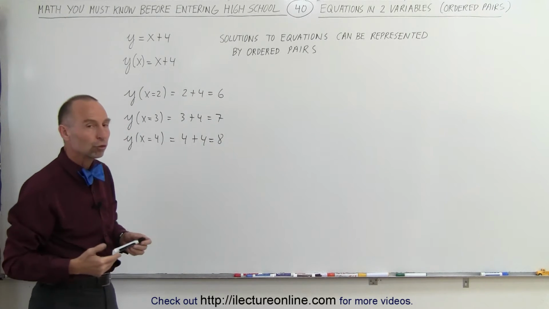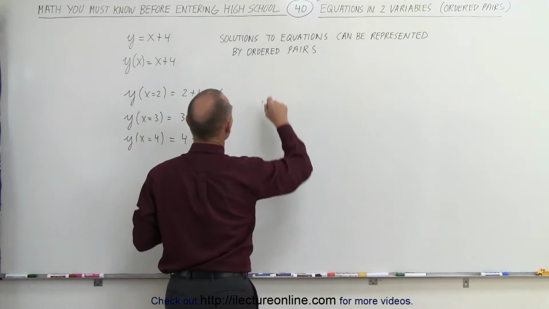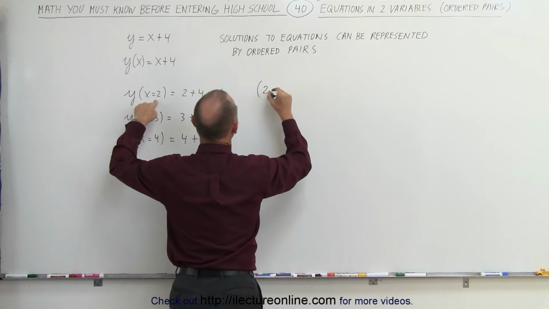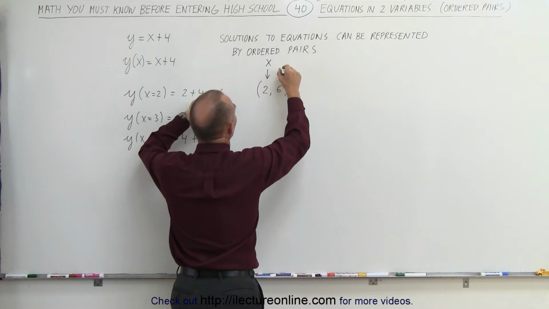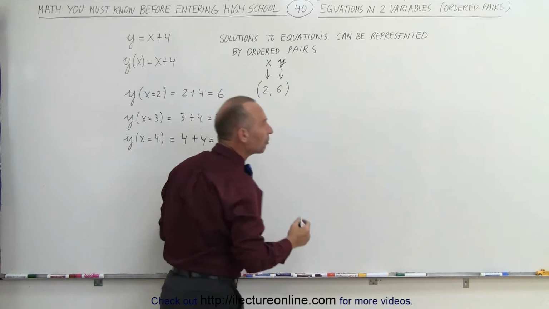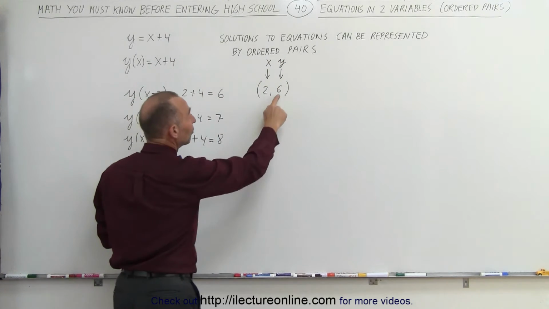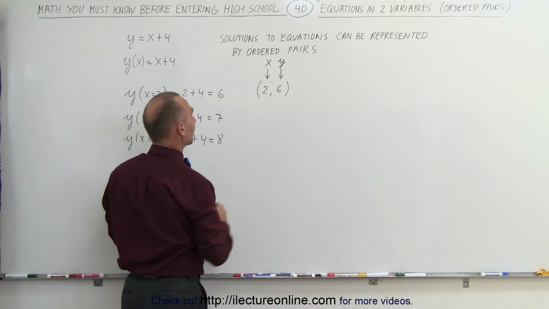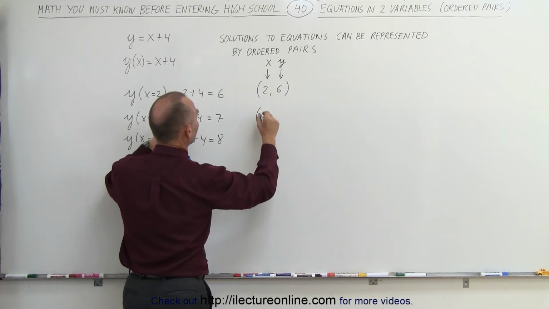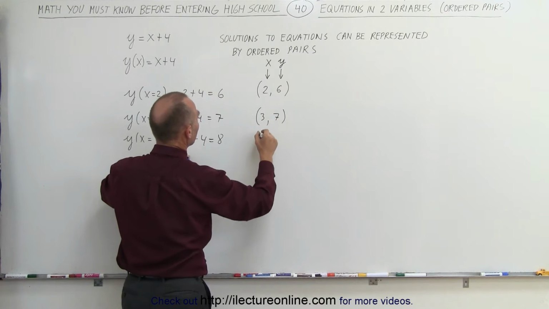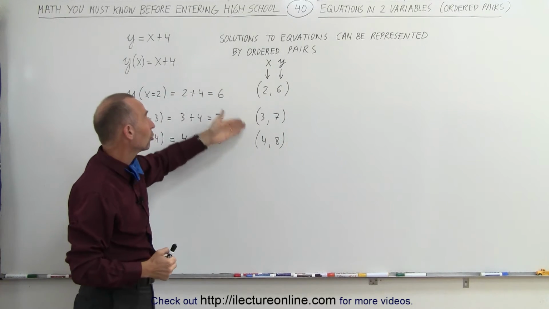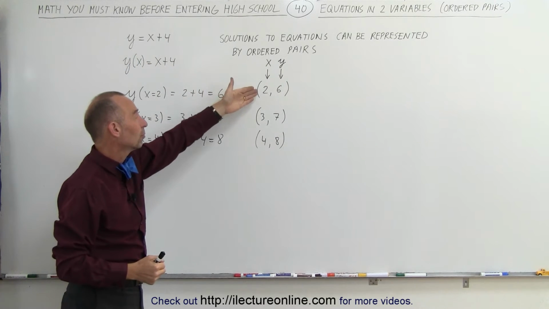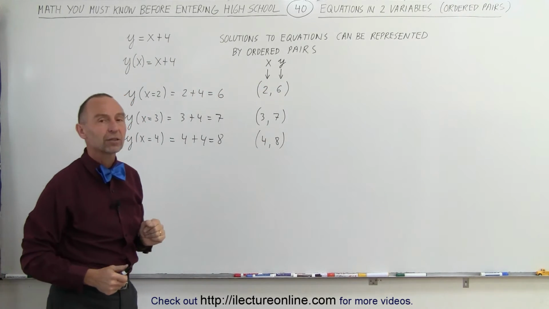So we can represent those solutions by an ordered pair as follows. Here we can write the number for x, which is 2, and then the number for y, which is 6. So the first number represents the value for x, and the second number represents the corresponding value for y, because this value depends upon what we gave to this value. Here we can have an ordered pair where x is equal to 3 and y is equal to 7, and here we can have the ordered pair where x equals 4 and therefore y equals 8, and so forth. So you can see that you can represent the solution to this equation by plugging in particular values for x and getting corresponding values for y.